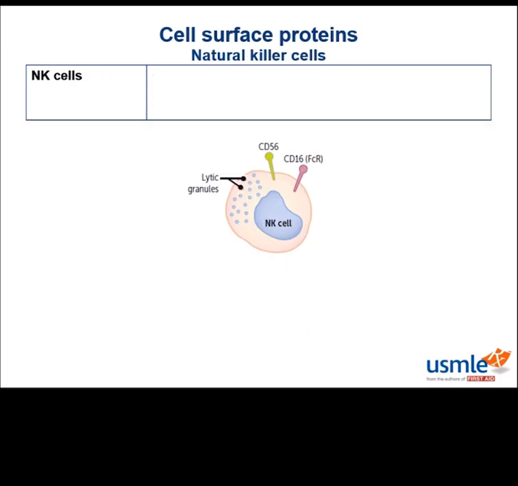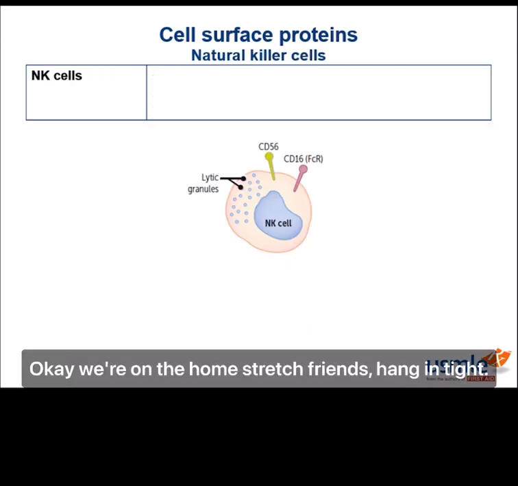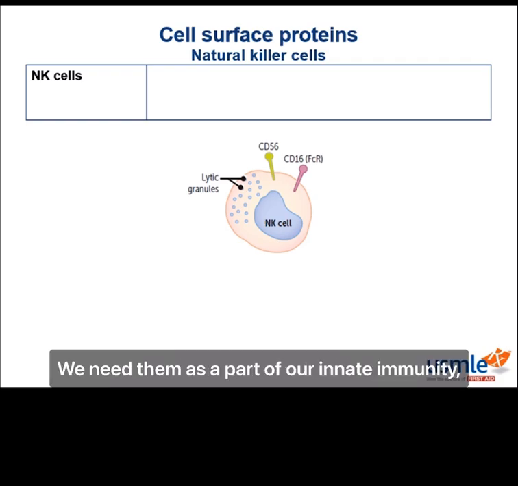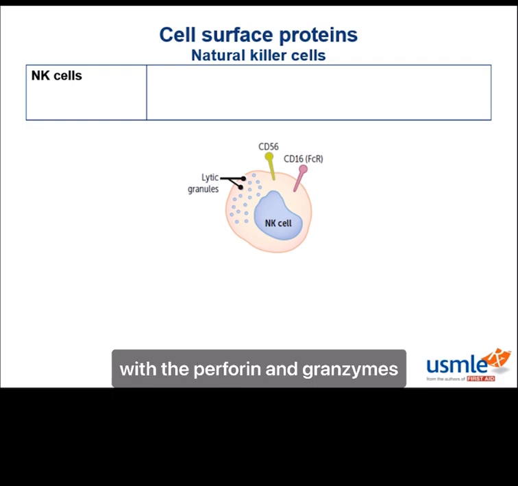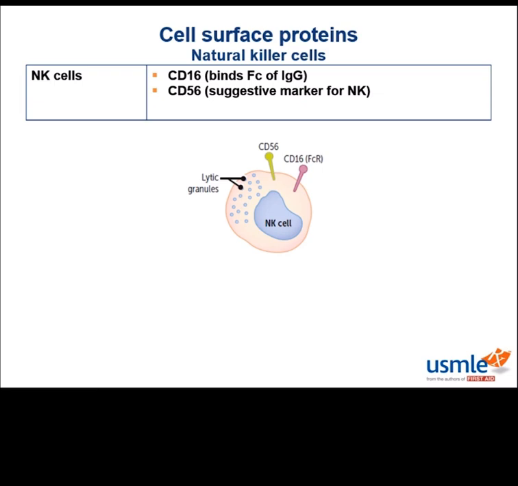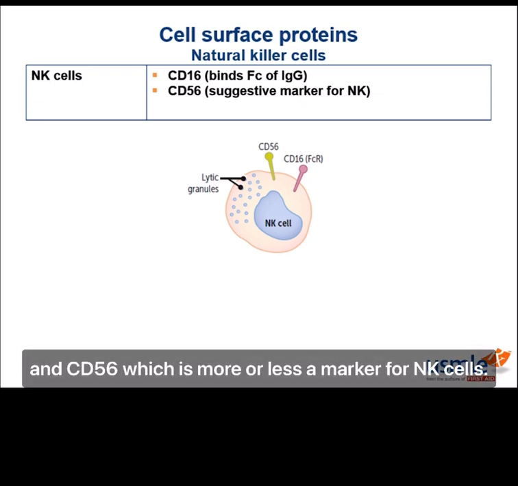Awesome. Okay, we're on the home stretch, friends. Hang in tight. What about our natural killer cells? What are they for? We need them as a part of our innate immunity, especially against intracellular pathogens. They've got those cytoplasmic lytic granules with the perforin and granzymes that can induce apoptosis in target cells. The cell surface proteins here are CD16 for the Fc of IgG to bind to, and CD56, which is more or less a marker for NK cells.